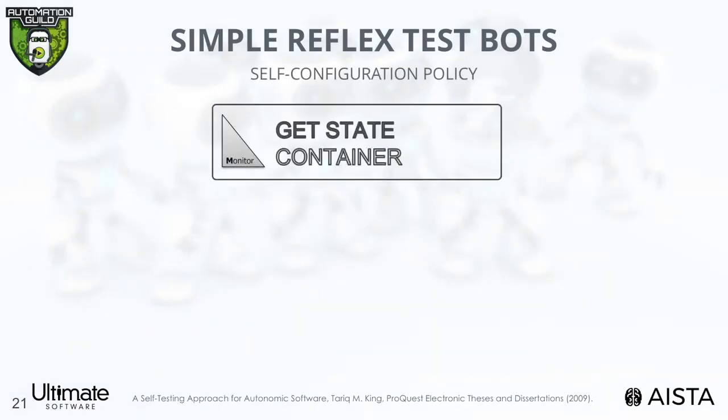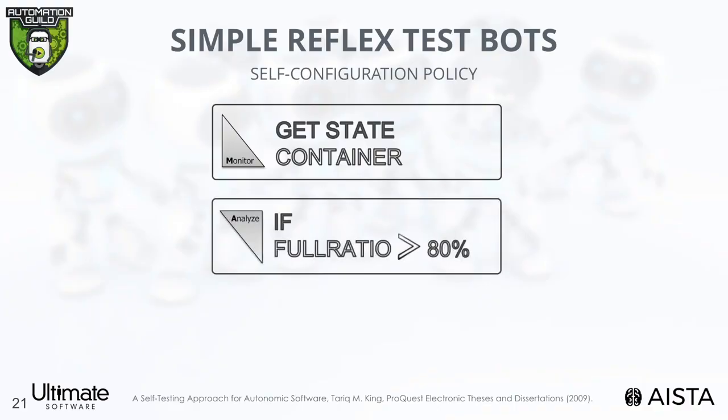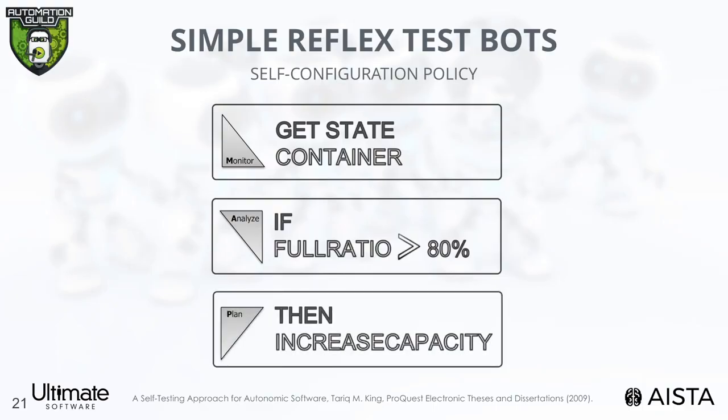And I want to just look at the policy. The first thing is that these bots, to do adaptation, needed to look at the container state. And then the analyze function would say, hey, if you're more than 80% full, that is a symptom that I need to figure out. And so I'll figure that out. When that is true, then I know I need to increase the capacity and do that dynamic change. And then that would trigger the testing.